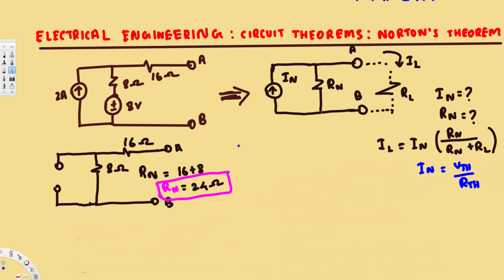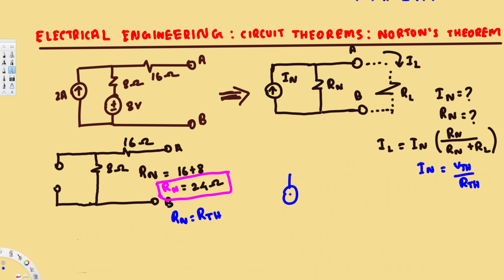But here I'm going to use an alternative method to find this I Norton, because there's an equation: I Norton is equal to V Thevenin over R Thevenin. We found R Thevenin, that is 24 ohm, because R Norton is equal to R Thevenin, right? Now we have to figure out what V Thevenin is. If you remember, we find the voltage across this terminal, and that's going to be the V Thevenin. Now let's go ahead and draw this circuit again.